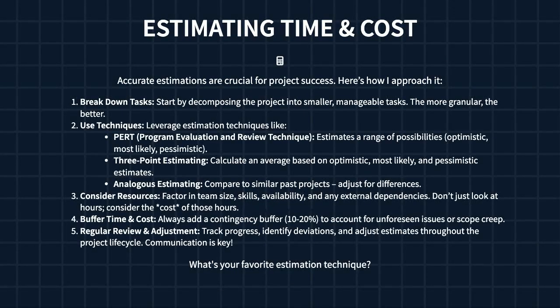Okay, let's talk about how we figure out how long and how much a software project will take. It's really important to get this right. First, you break down the whole project into lots of smaller pieces, tiny tasks that are easy to manage. Then, use different techniques like PERT, which looks at best case, worst case, and most likely scenarios. Another good one is 3-point estimating, where we take an average based on those different possibilities.